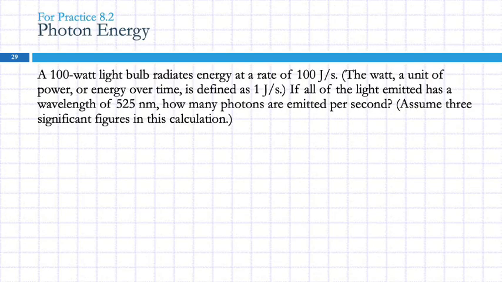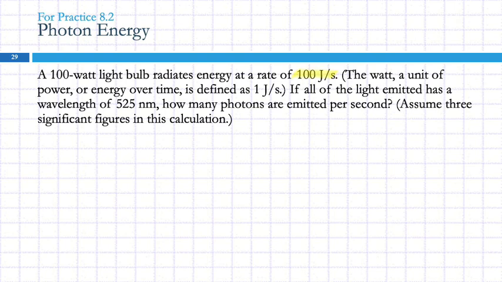So this is a calculation we can do with those equations we just learned about. A 100-watt light bulb radiates energy at a rate of 100 joules per second. And this is in parentheses: the watt, a unit of power or energy over time, is defined as a joule per second. So what they're saying here is a 100-watt light bulb, 100 watts is the same as 100 joules per second. So that's one of the numbers they're giving us.